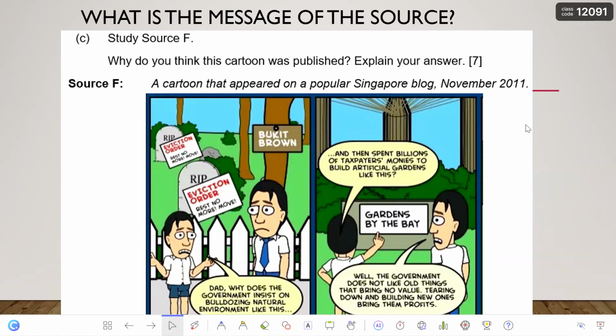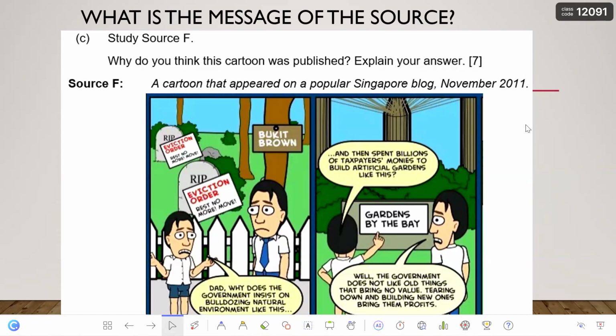Okay, so this is a cartoon that appeared on a popular Singapore blog. Essentially, the context behind this cartoon was that the Singapore government was planning to demolish part of the Bukit Brown Cemetery. So what is this cartoon trying to say about the government's planned decision to demolish this Bukit Brown Cemetery?